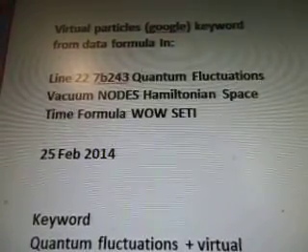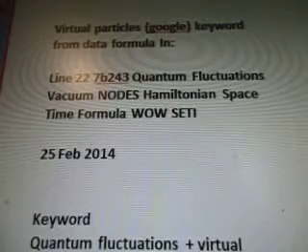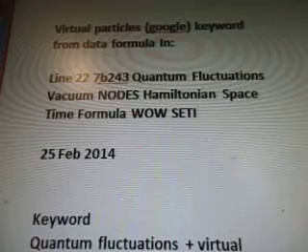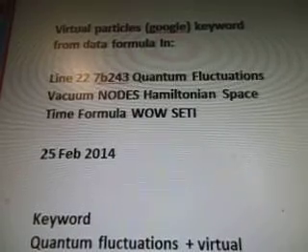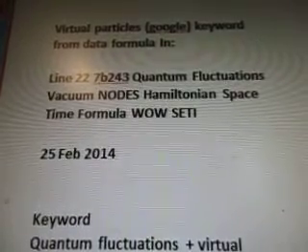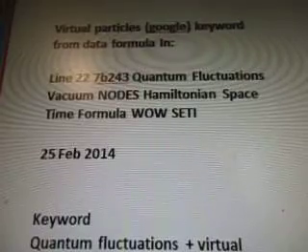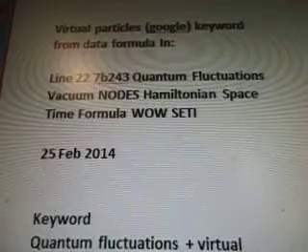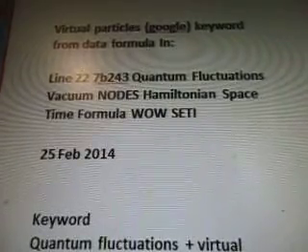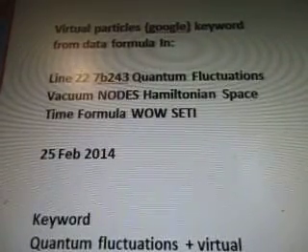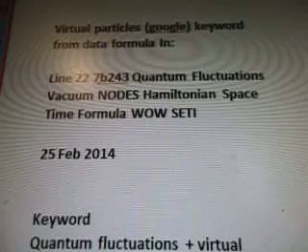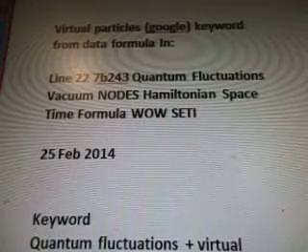so we have physics, virtual particle, perturbation theory, quantum field theory, Feynman diagram, internal lines, mass, Higgs energy, momentum, Casimir forces, Higgs electric field, line 22, wow data. I forgot to put formula. Okay, so virtual particles, I googled the keyword for the data formula that was in line 22, 7b243. Quantum fluctuations, vacuum nodes, Hamiltonian space-time formula, Wow Seti.